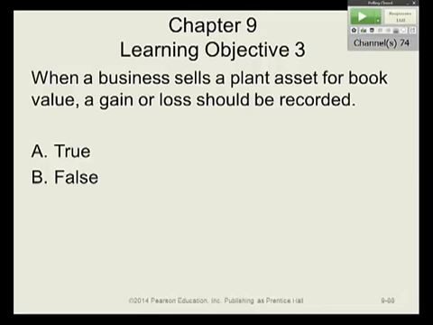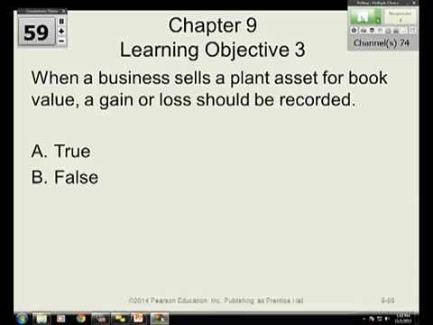Okay, so let's go to a question. So let's take the first one. When a business sells a plant asset for book value, a gain or loss should be recorded?